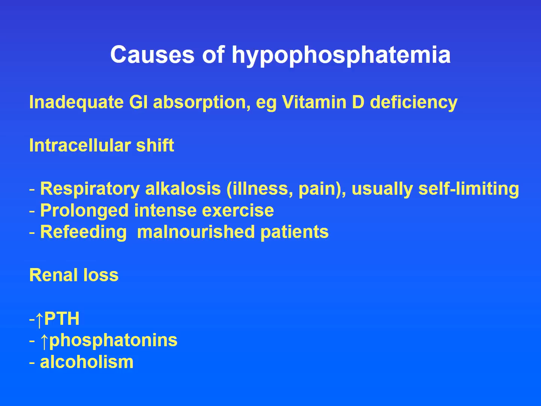And then in the clinical setting, renal losses are pretty important, and so states of parathyroid hormone excess tend to lead to lowish or slightly low serum phosphate levels. High levels of those phosphatonins, particularly FGF23 that I talked about, which can occur in some pathophysiologic states, either inherited conditions or acquired conditions such as tumoral production of FGF23, cause renal phosphate wasting, and so does chronic alcohol abuse.